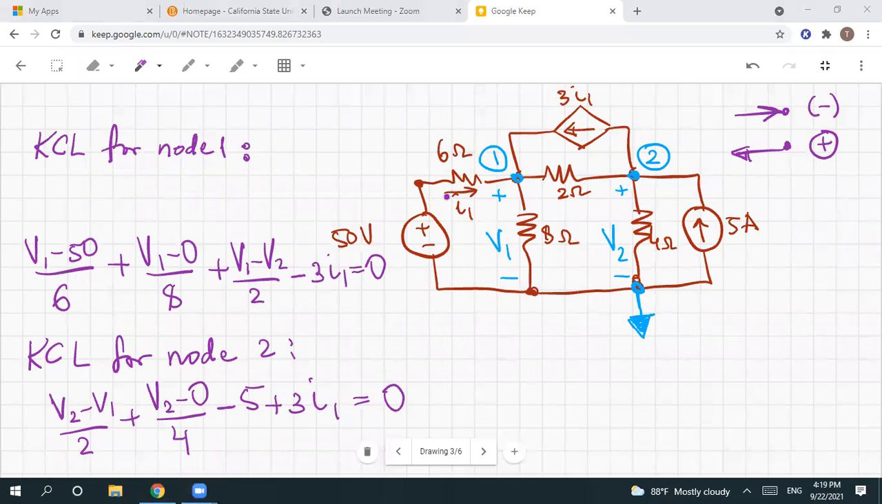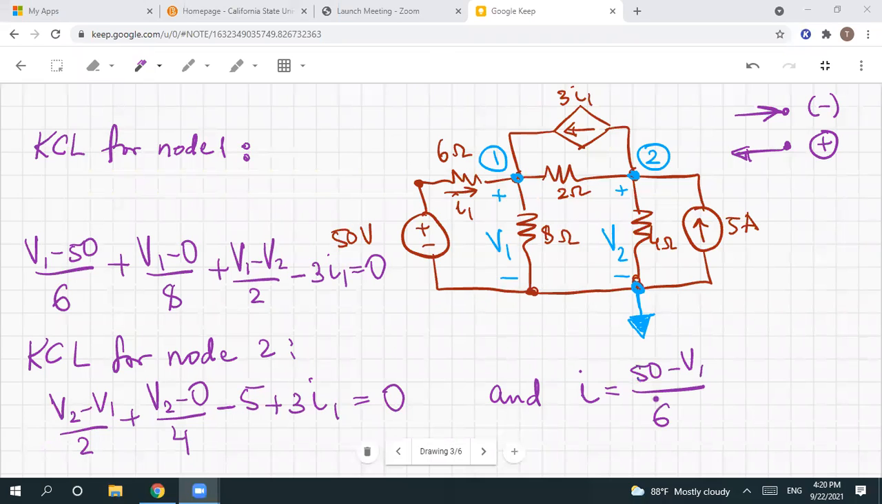What is I1? Can I express I1 in terms of the other variables? In the chat box, it says V1 minus 50 over 6, but I don't agree with that. It should be flipped. So it would be 50 minus V1 over 6. Yes, exactly. 50 minus V1 over 6. And I see that in the chat box, it is corrected.